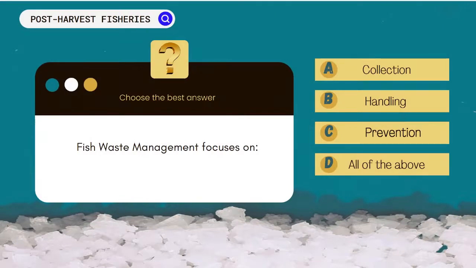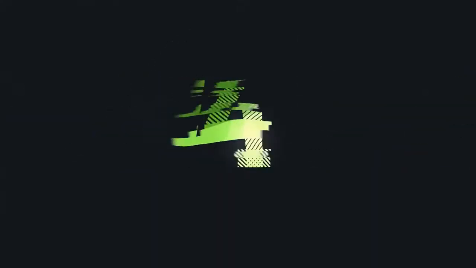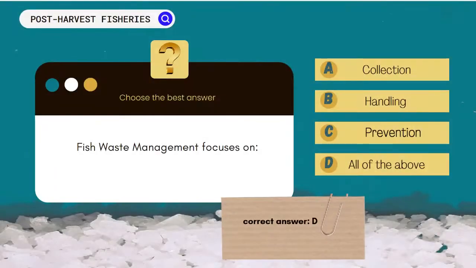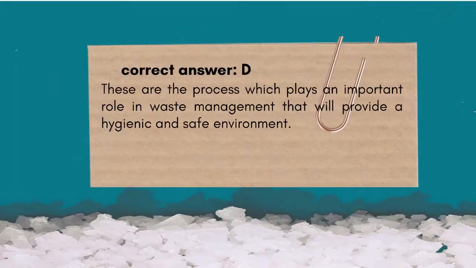Fish waste management focuses on A. Collection. B. Handling. C. Prevention. D. All of the above. The correct answer is D. These are the process which plays an important role in waste management that will provide a hygienic and safe environment.